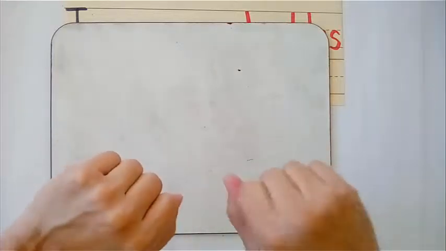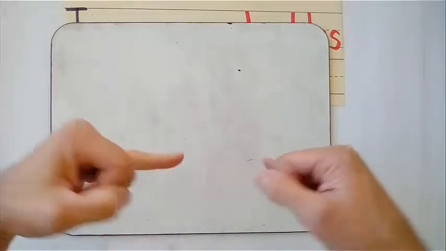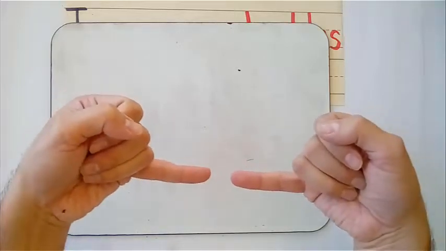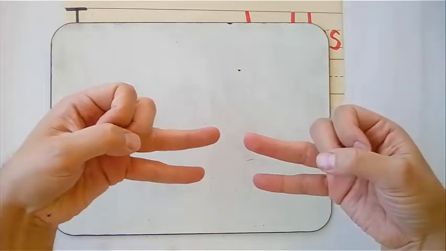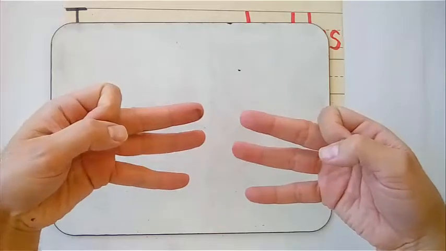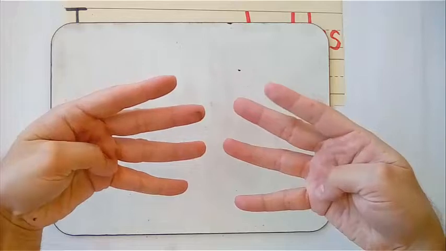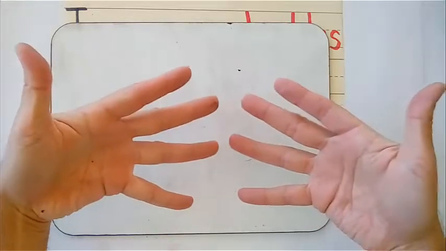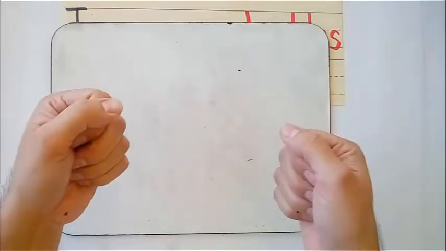We're going to say 0 plus 0 is 0. And then we're going to do this. We're going to say 1 plus 1 is 2. Now we're going to do this. 2 plus 2 is 4. Now we're going to do this. 3 plus 3 is 6. I'm going to do this. 4 plus 4 is 8. And we're going to do this. 5 plus 5 is 10. All right? Do you want to do that with me?